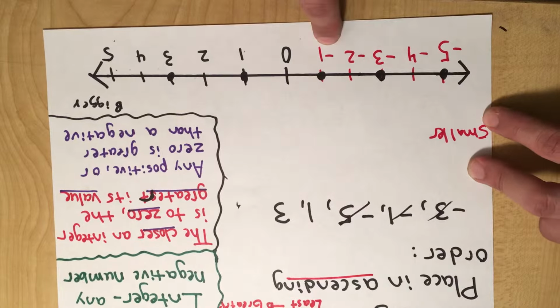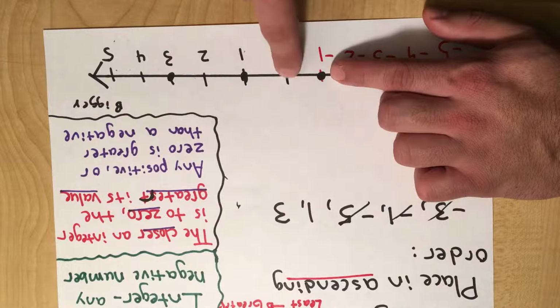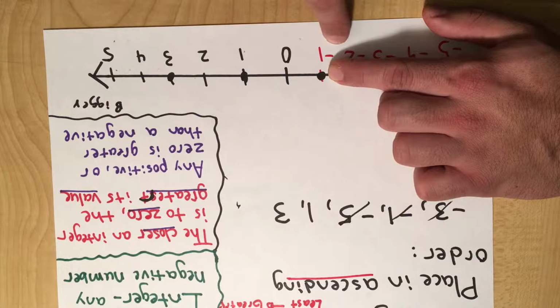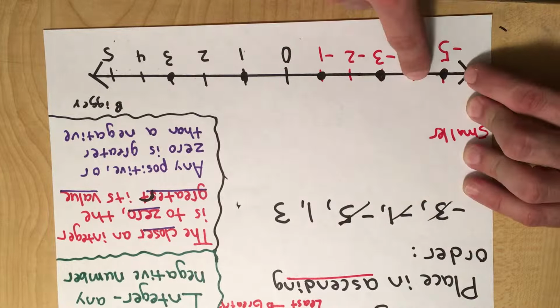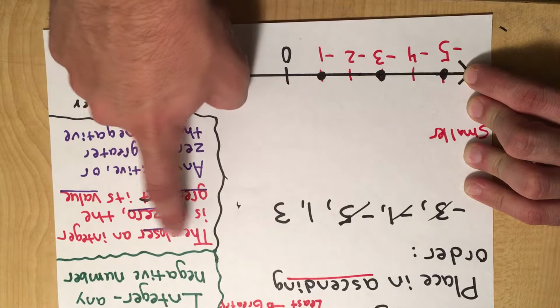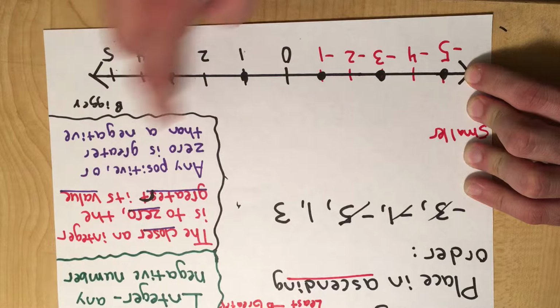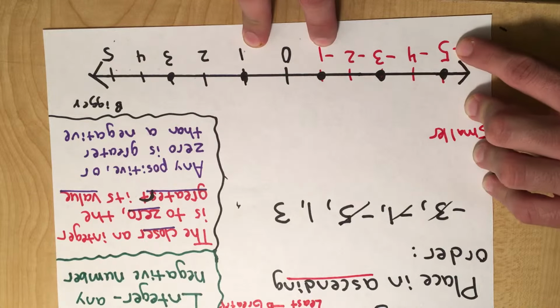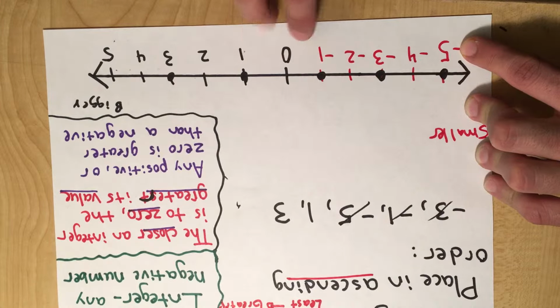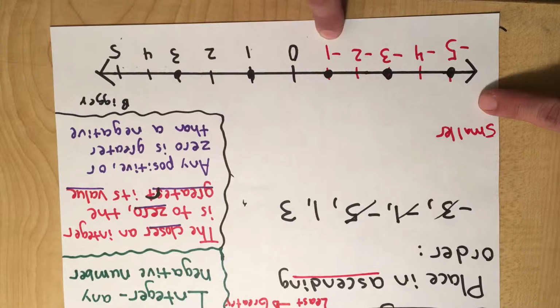If we're comparing -1 and -5, which one's closer to 0? Well, -1 is 1 unit away from 0, and -5 is 1, 2, 3, 4, 5 units away. The integer that's closest to 0 is the one that has the greatest value. So if we're comparing -1 and -5, which one would have a greater value? Well, since -1 is closer to 0, that means -1 would be the bigger number.